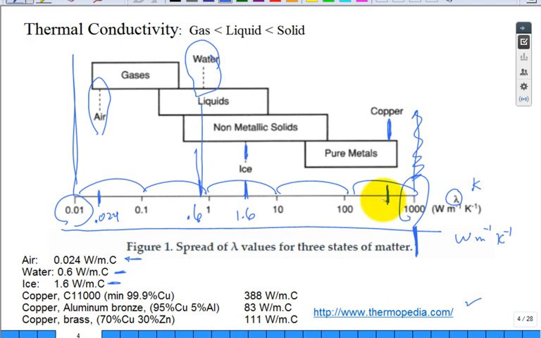Then copper is another one. What's the value for copper? Depends what type of copper you're talking about. If it's 99.9% copper minimum, then it's almost 400, 388. That's where I got some numbers. But if you mix a little aluminum with it, 5% aluminum, 95% copper, it's aluminum bronze, it drops quite a bit, doesn't it? I don't know why.